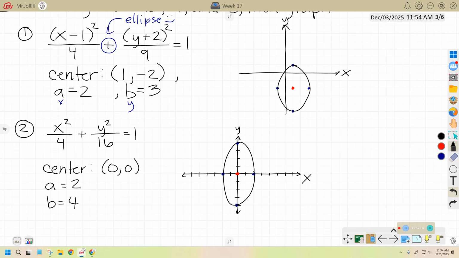All right, can I get a thumbs up if we agree with Luna? Very good. Major axis is along the Y. Minor axis is along the X. Center at 0, 0 because H and K were missing. Perfect. Now the question is, can we go backwards?